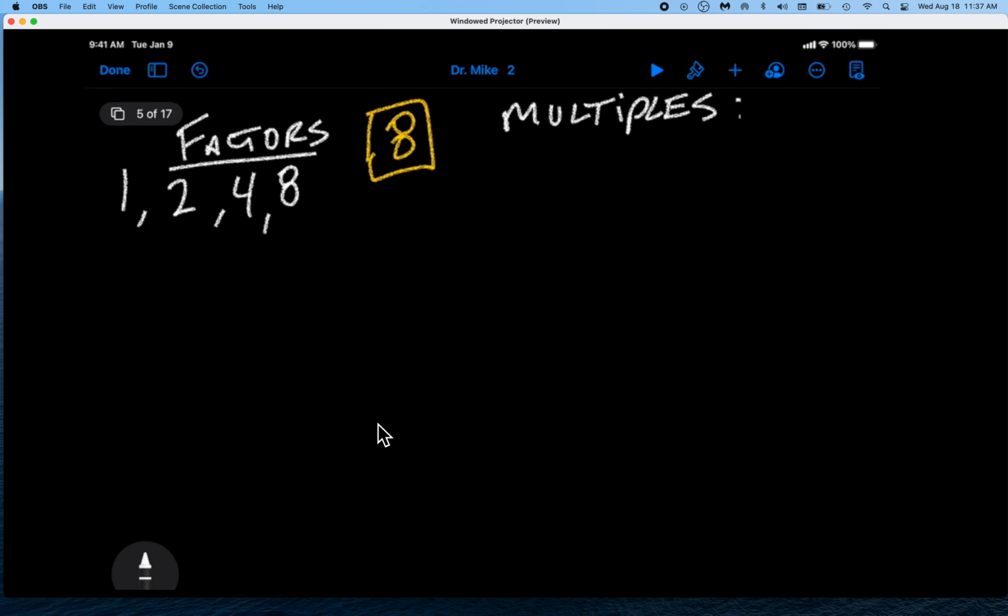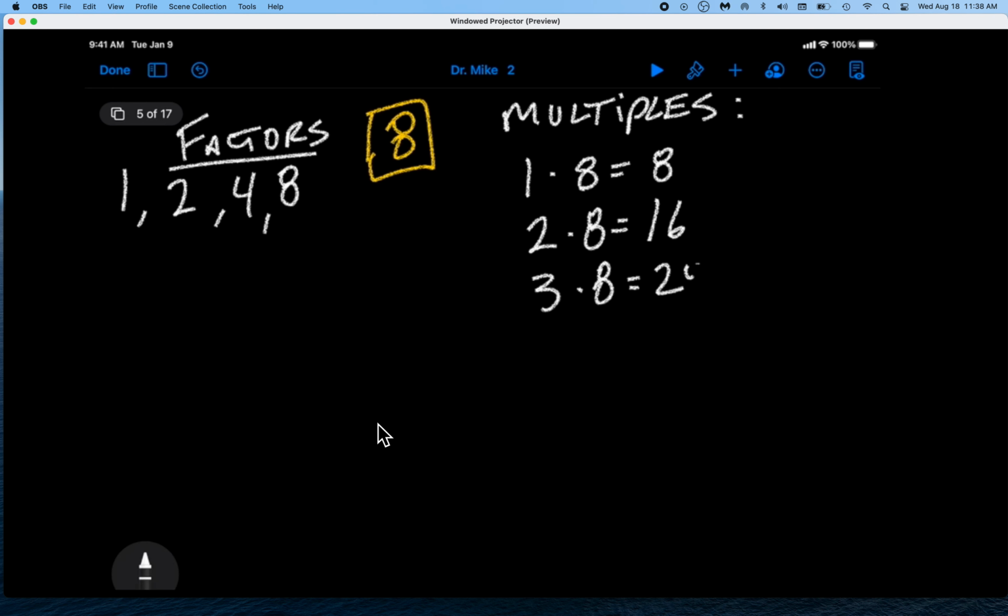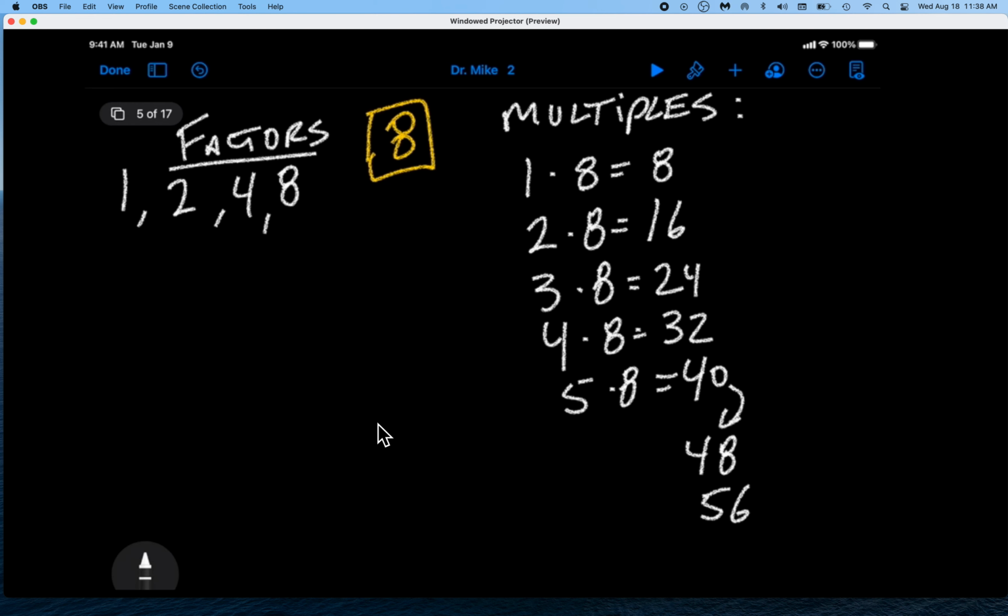Usually I ask my students to provide me with the first 5 multiples. So let's do that. 1 times 8 equals 8. 2 times 8 equals 16. 3 times 8 equals 24. 4 times 8 equals 32. 5 times 8 equals 40. You want to give me a few more, we're going to count by 8: 48, 56, and 64.